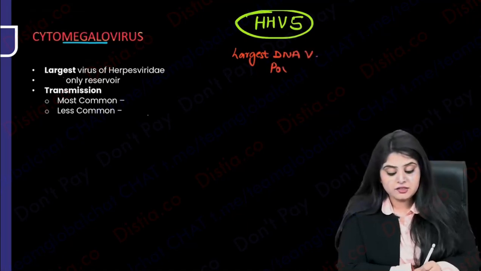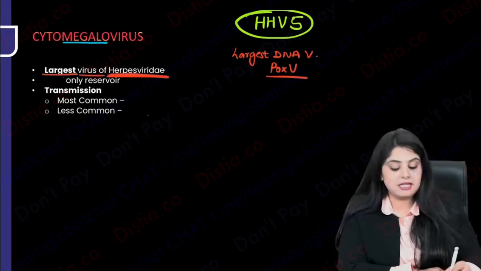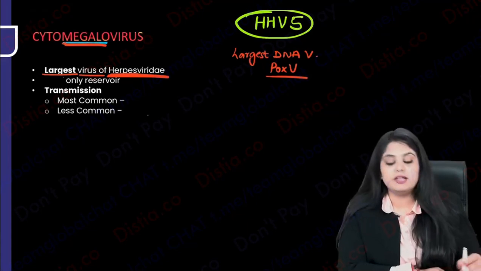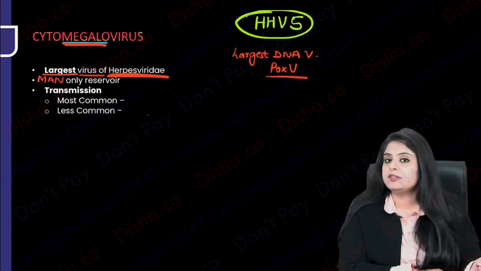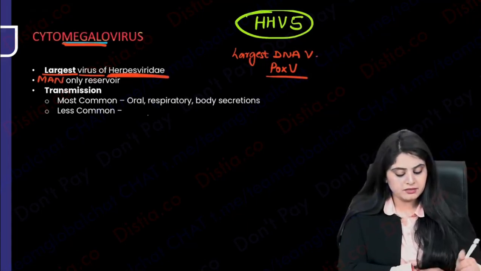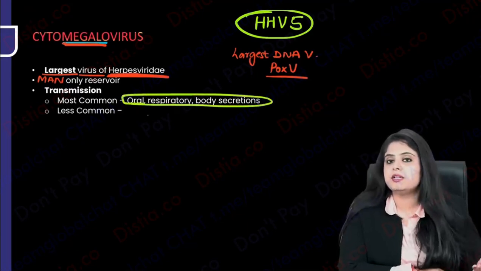The largest DNA virus is the pox virus, but the largest virus of the herpesviridae family is cytomegalovirus, and we happen to be the only reservoirs. How is it transmitted? Most commonly by oral secretions and any kind of body secretions, including respiratory secretions.